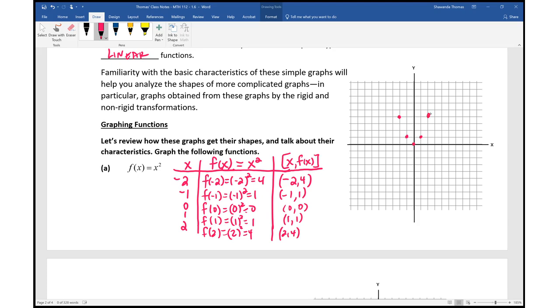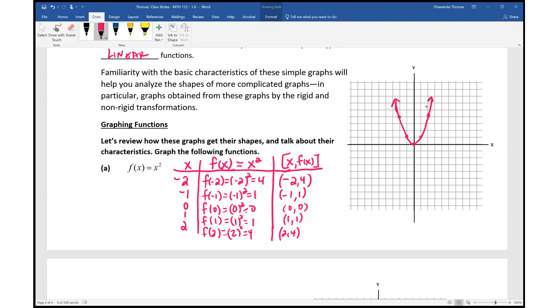So you can see that it looks like a U-shaped function. So again, we know it's supposed to curve, so make sure you curve. We only are plotting how many points here? We're only plotting 5 points, but obviously there are infinite number of points on this graph. We are only just plotting 5 points. Now that we have graphed it, let me ask you a few questions.